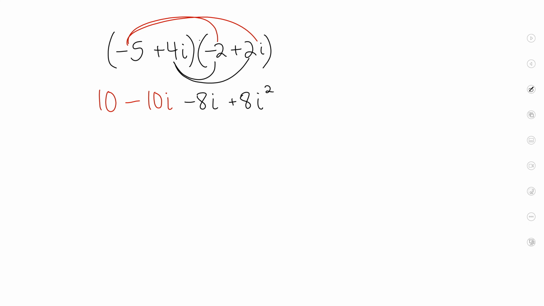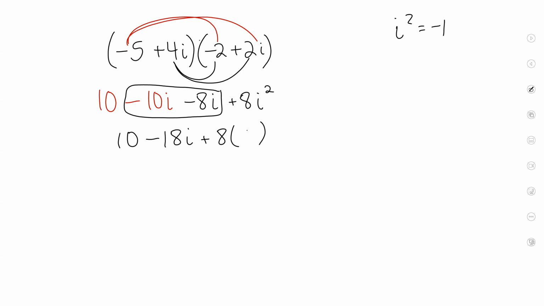Now we're going to combine like terms. This has an i right here. These both have i's. So -10i minus 8i. This is -18i. Bring down this 10. Bring down this 8. And remember, i squared is -1. So I'm going to put a -1 in here. Just change this i squared to a -1. So this will be 10 minus 18i. 8 times -1 is -8.